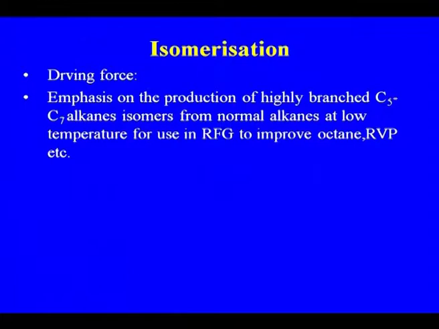That will go to the gasoline pool. So the driving force emphasizes the production of highly branched C5 to C7 alkane isomers from normal alkanes at low temperature, for use in reformulated gasoline to improve the octane number and the RVP, Reid vapor pressure, because RVP is also included in the standards and has to be controlled.